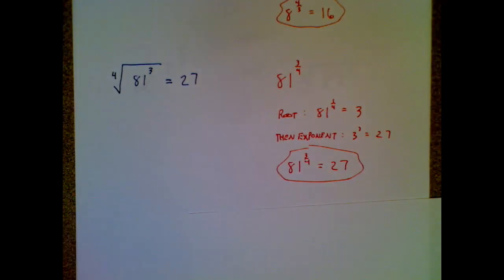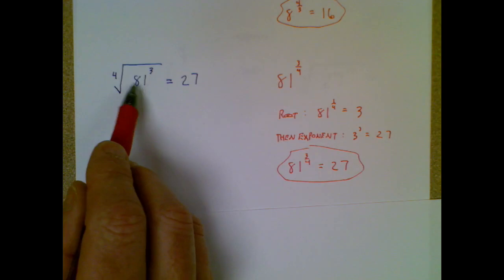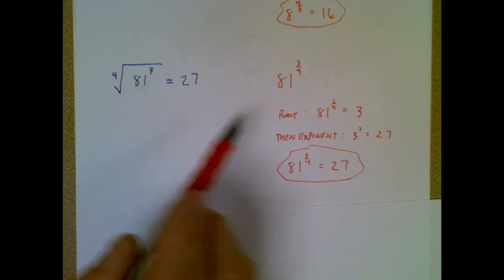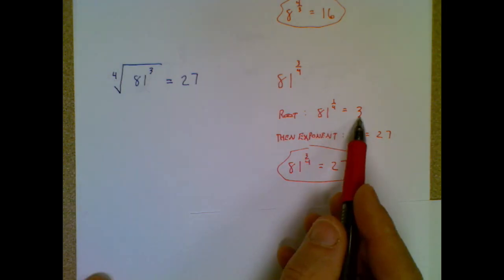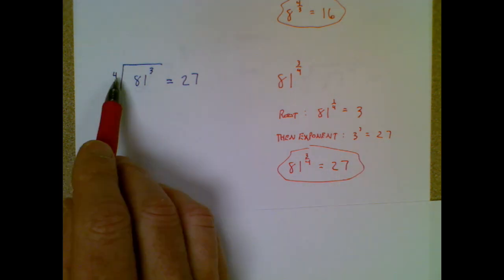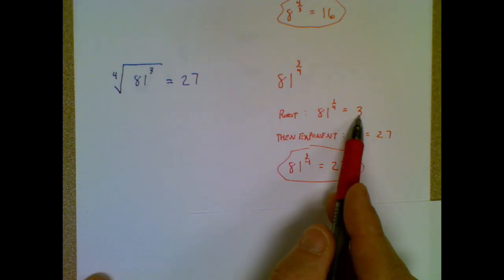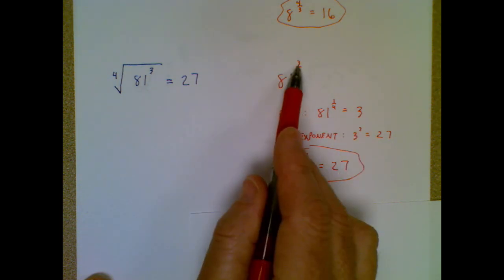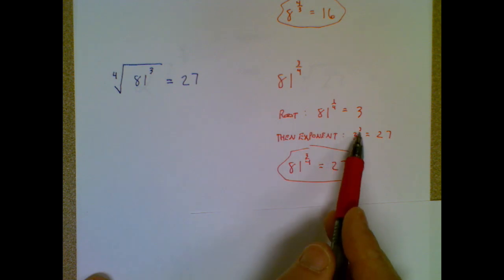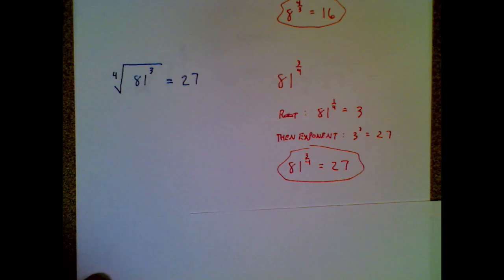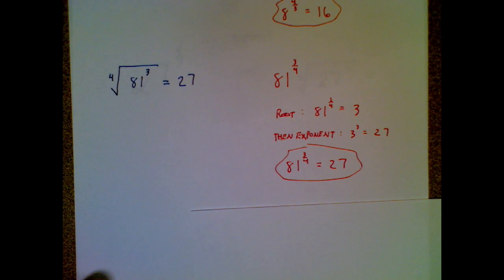I would say 81 to the fourth root is the first thing I think about. So 3 is the fourth root of 81, so I've taken care of the root, and now that 3 gets an exponent of 3. So 3 to the third power is 27. That's how I get my final answer of 27.